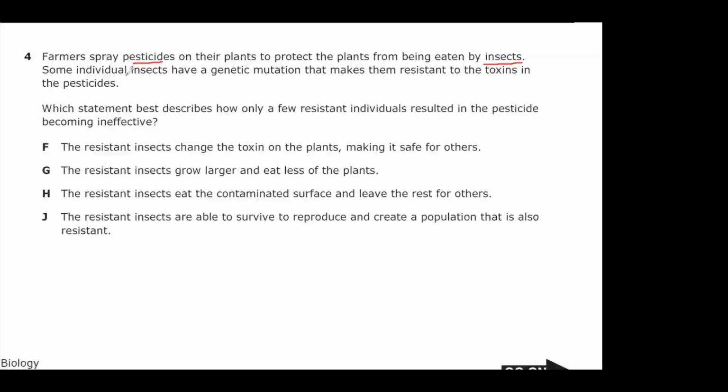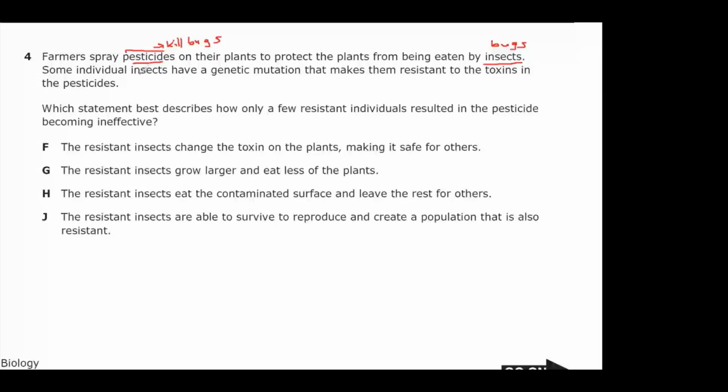So there are some words that we need to know what they mean. Pesticides, those are the chemicals. They kill bugs or insects. Insects means like bugs. And then farmers spray those chemicals on their plants. So those pesticides kill the insects or bugs, and then plants can survive.